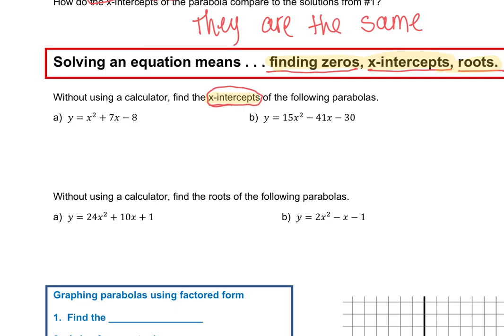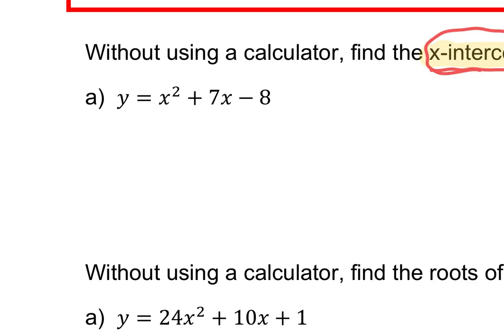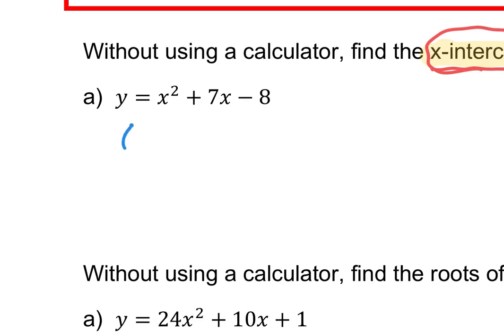Okay, so let's go ahead and find the x-intercepts. And again, this is our solution to the problem. What is x? We don't know what x is. So we have y equals x squared plus 7x minus 8. So let's go ahead and factor it. Get our factors here, set it equal to 0.